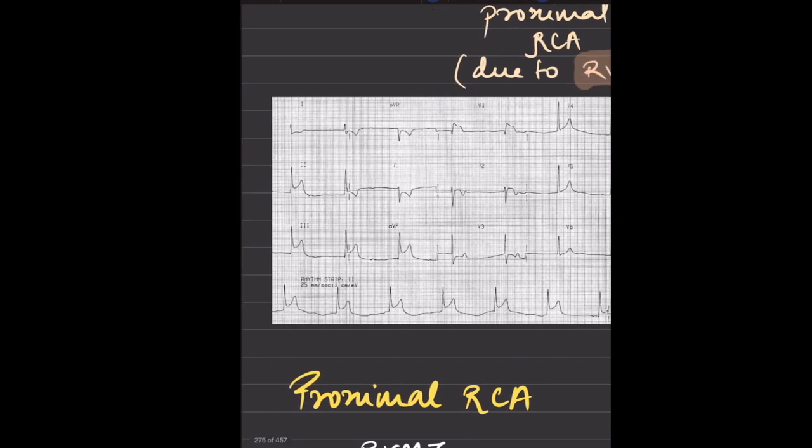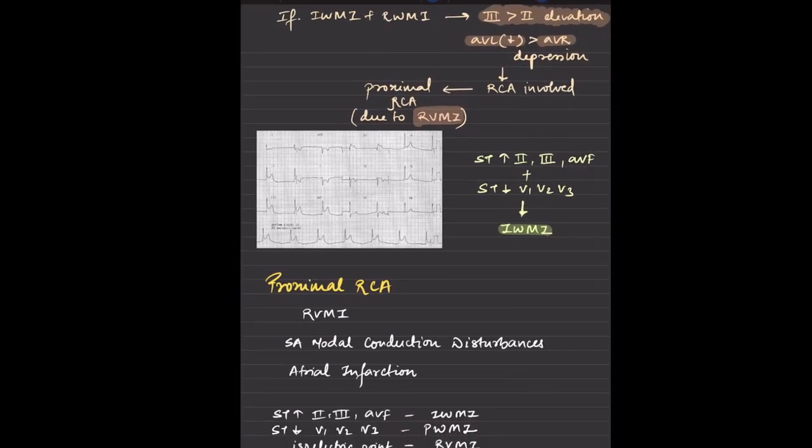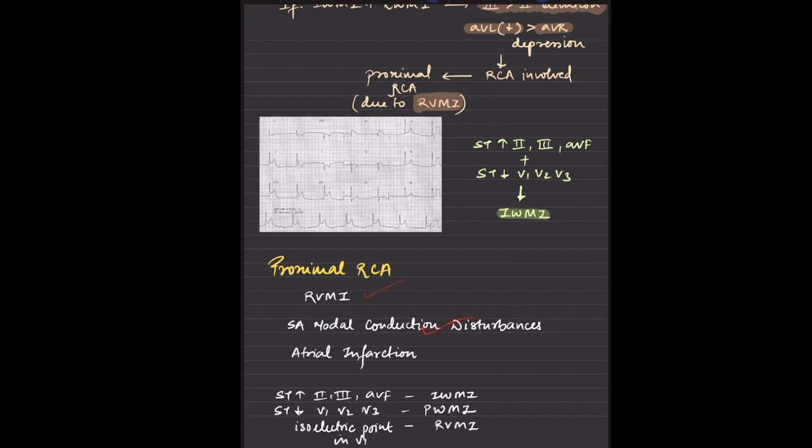We are talking about aVR and aVL depression. See the depression. aVL depression is more than aVR, and the lead 3 elevation is more than lead 2. That means it is the proximal RCA which is blocked. Proximal RCA: RVMI, sinoatrial nodal conduction disturbances and atrial infarction.